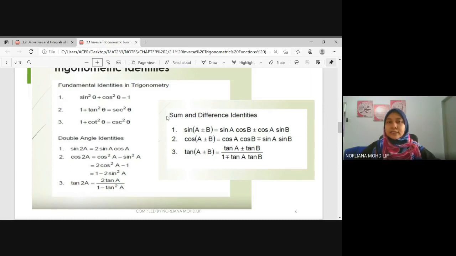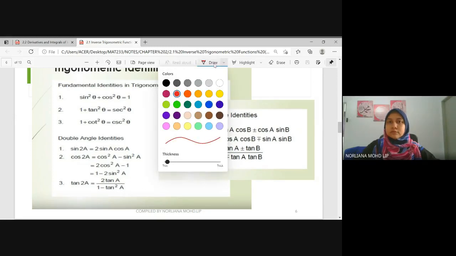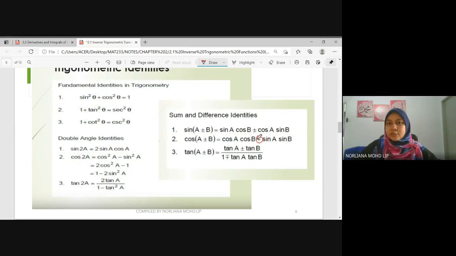And the third one is the sum and difference identities. So we have sine a plus or minus b. Number 2, cos a plus or minus b equal to this formula. For cos, kena alert sikit, we minus dulu. For example, cos a plus b equal to cos a cos b minus sin a sin b. If we want to find cos a minus b, it equals cos a cos b plus sin a sin b. And the third one is tangent a plus or minus b equal to this formula.